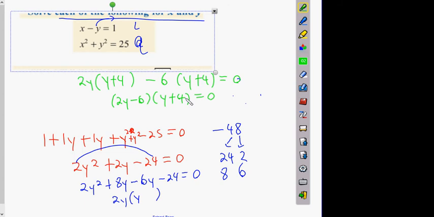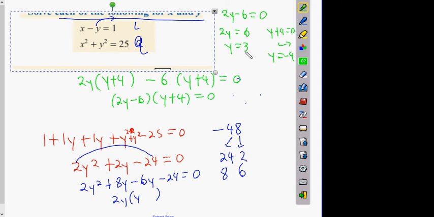Okay guys? Now, there's an answer here, right? What's the two answers? 2y minus 6 equals 0, and y equals 0, 2y equals minus 4, y equals minus 4. 2y equals 6, y equals 3. Now guys, that gets you 12 out of 15.